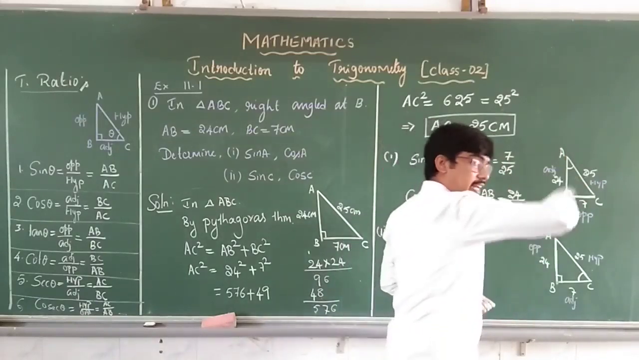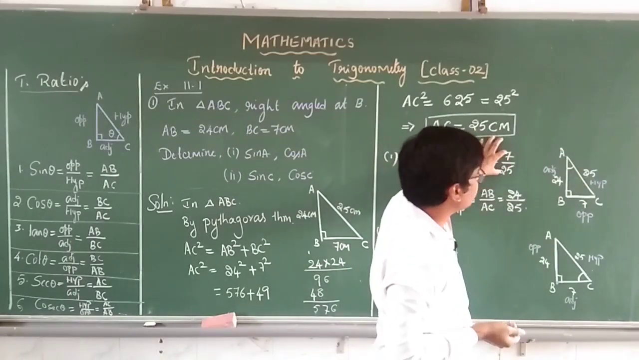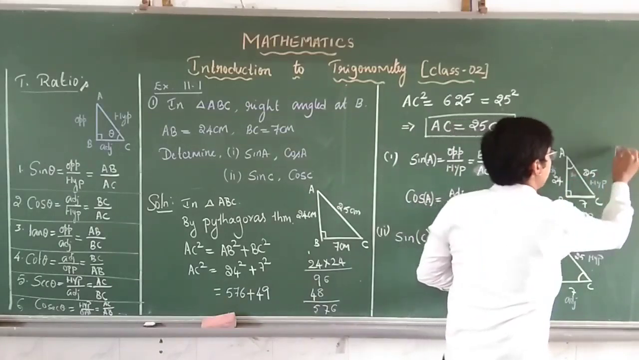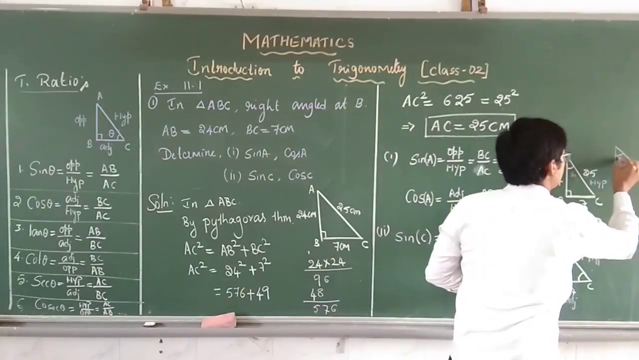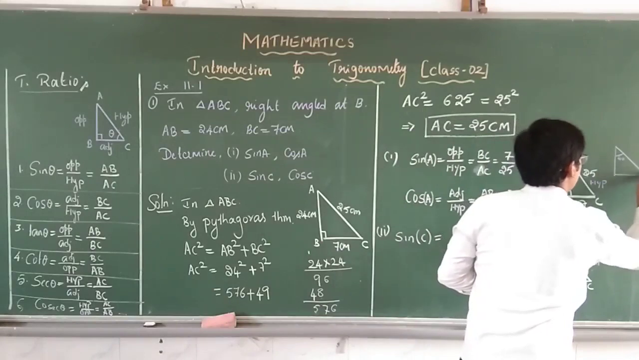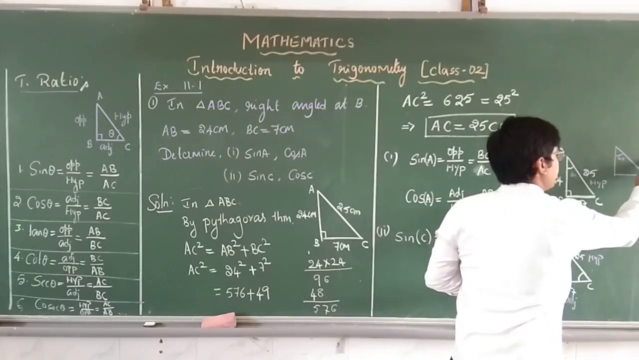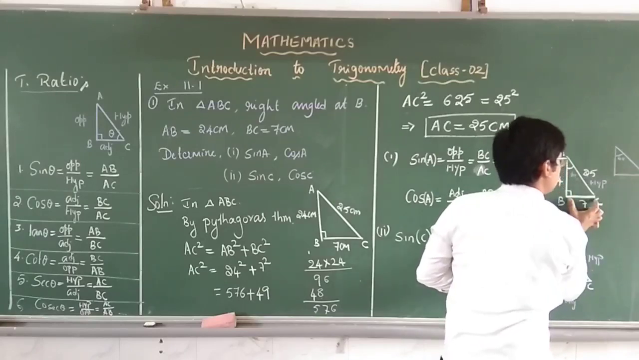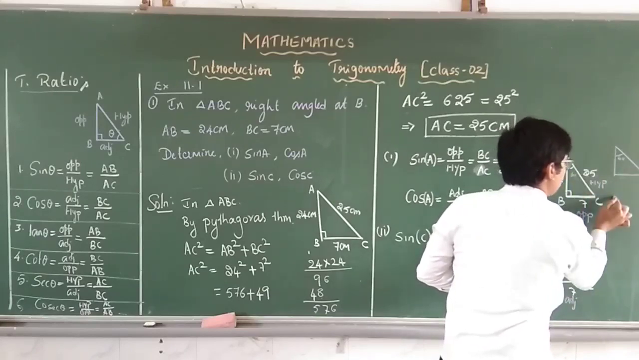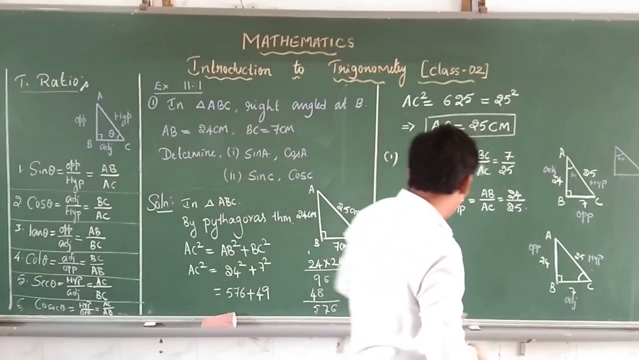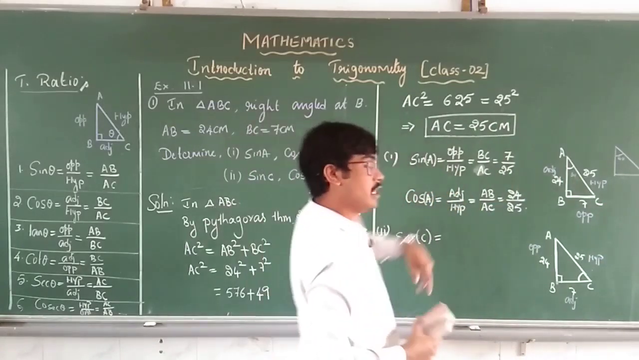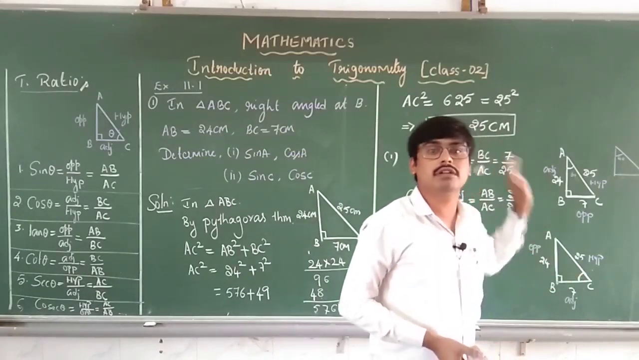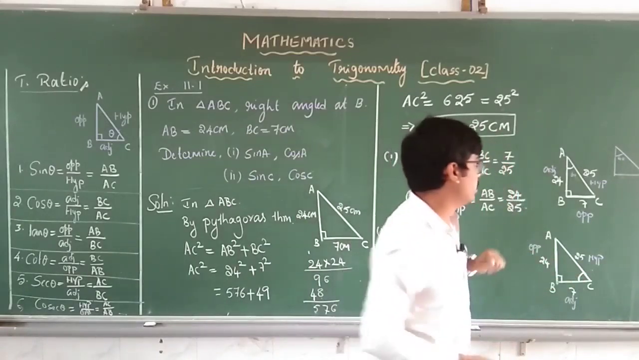Because as theta varies, these lengths also vary. For example, if it was 30 here and I expand it to 40, then definitely this also increases, this also increases, and this length will also change. As theta varies, the sides also vary, but the ratio of the sides becomes constant.